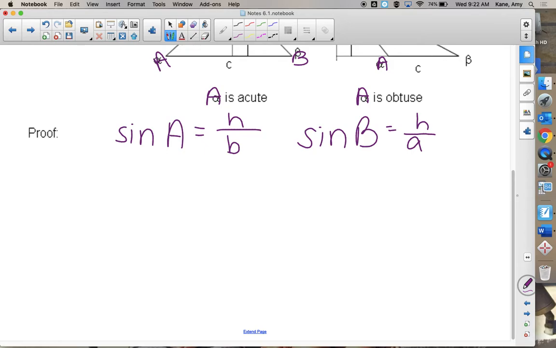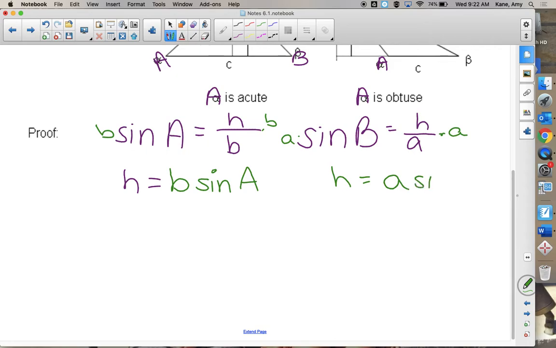If I asked you to solve for H, how would you solve for H? In this one we multiply the other side by B. So we would have B times the sine of A. Which you actually did way back in geometry when you started figuring out the height or the altitude of the triangle. On the other side, I can do the same thing, except I multiply by A, and then the height would be equal to A times the sine of B.